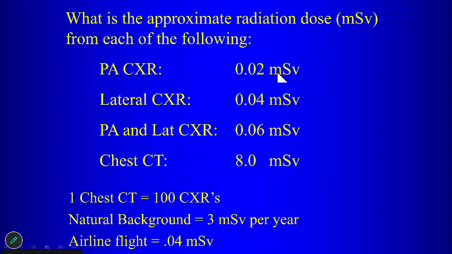So the PA chest radiograph is 0.02. You can see an idea of the order of magnitude here. For the PA and lateral together, it is about 0.06. So a good rule of thumb is that a chest CT is equivalent to about 100 chest radiographs.